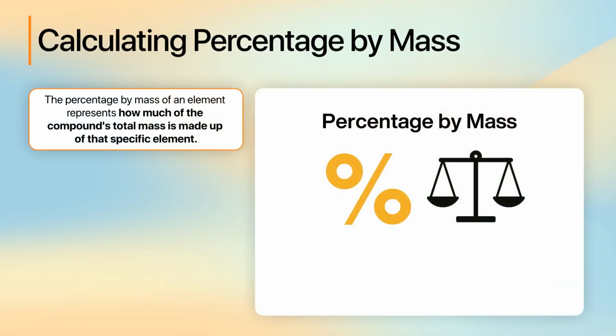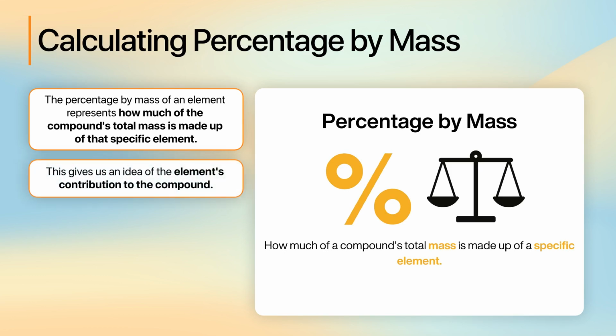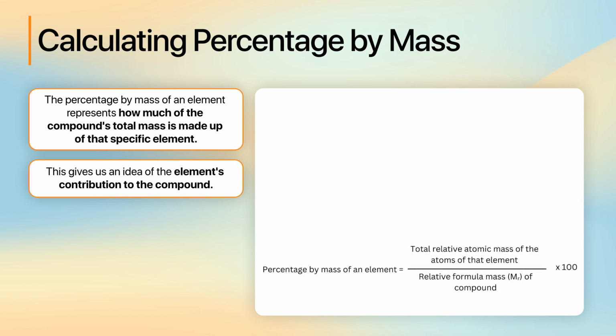The percentage by mass of an element represents how much of the compound's total mass is made up of that specific element. This gives us an idea of the element's contribution to the compound. This is best understood with an example. So, let us calculate the percentage by mass of magnesium, Mg, in magnesium chloride, MgCl2. The calculation for percentage by mass of an element is the total relative atomic mass of the atoms of that element divided by the relative formula mass and multiplied by 100. Let's see how we apply this to our example.